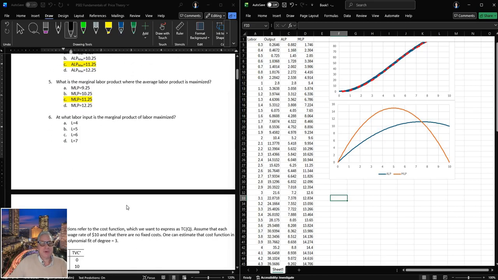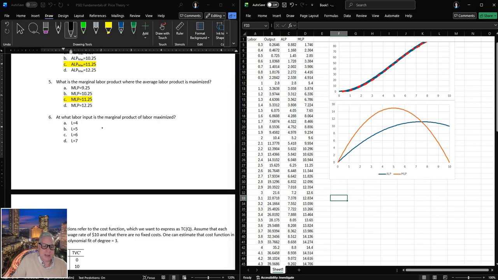At what labor input is the marginal product of labor maximized? So that requires finding the maximum here, and it looks as if it's 5. As we hover over with our mouse, it looks like 5. And the value is 15, but let's double check.